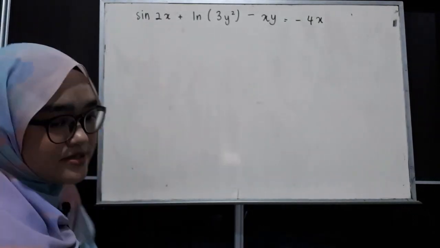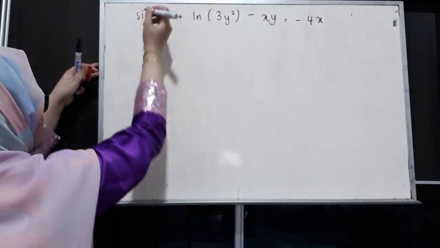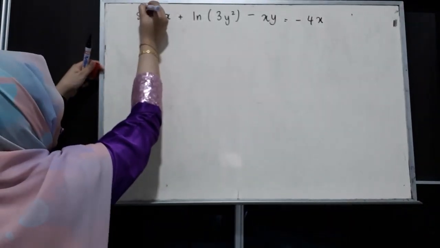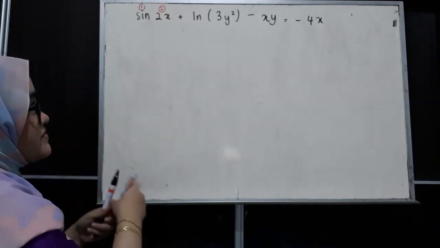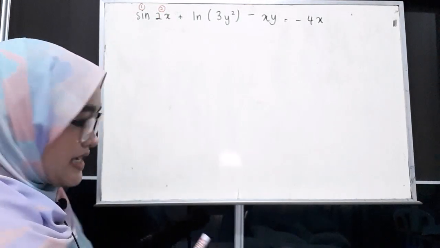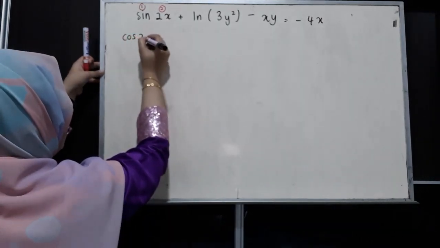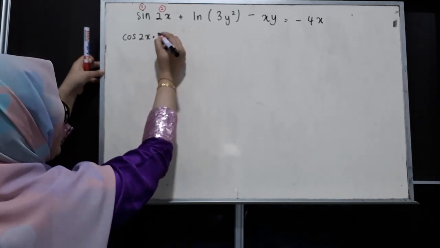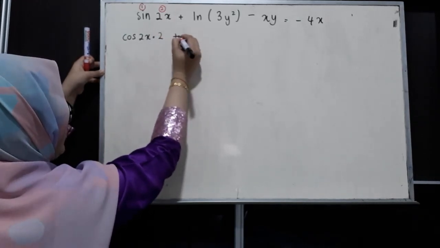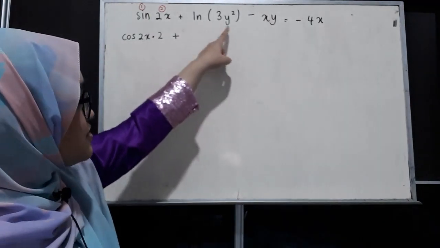Differentiate the first term. The first term is a composite function. Number 1, differentiate sin. Number 2, differentiate 2x. Differentiate sin, we get cos 2x. Multiply, differentiate 2x, we get 2. Plus, next, we want to differentiate ln 3y squared.